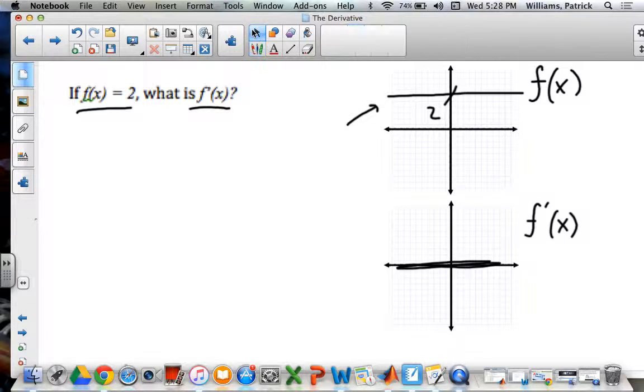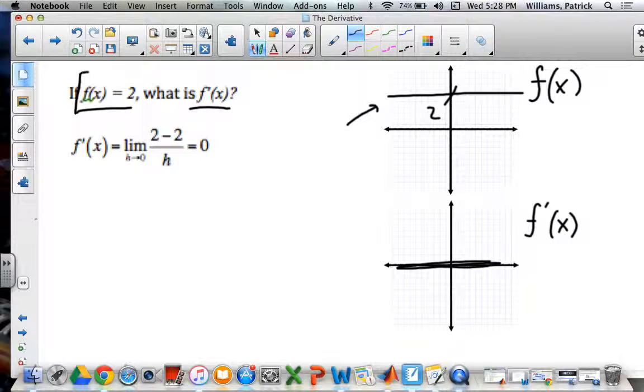However, if we wanted to go through our difference quotient and solve for this, we would plug it in like so. Because our function is written as f of x, but really it's not a function of x. It doesn't matter what x is, it's always going to be equal to 2. When we do f of x plus h minus f of x, we're always going to get 2 minus 2, which is always going to give us 0. So therefore, the derivative is 0.